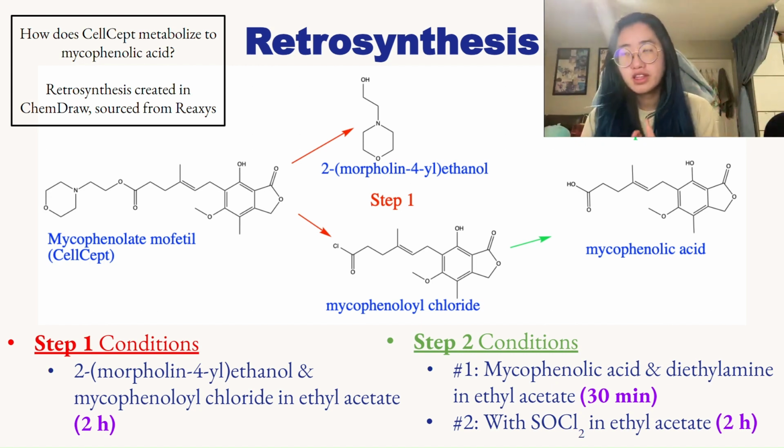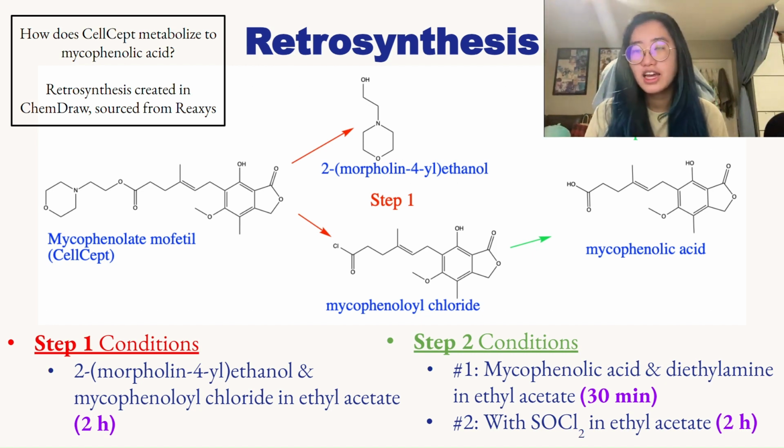The next step would then be to form the MPA from the mycophenol chloride. We would do this by combining the mycophenolic acid and the diethylamine in ethyl acetate for 30 minutes, followed by combining it with SOCl2 in ethyl acetate for 2 hours.